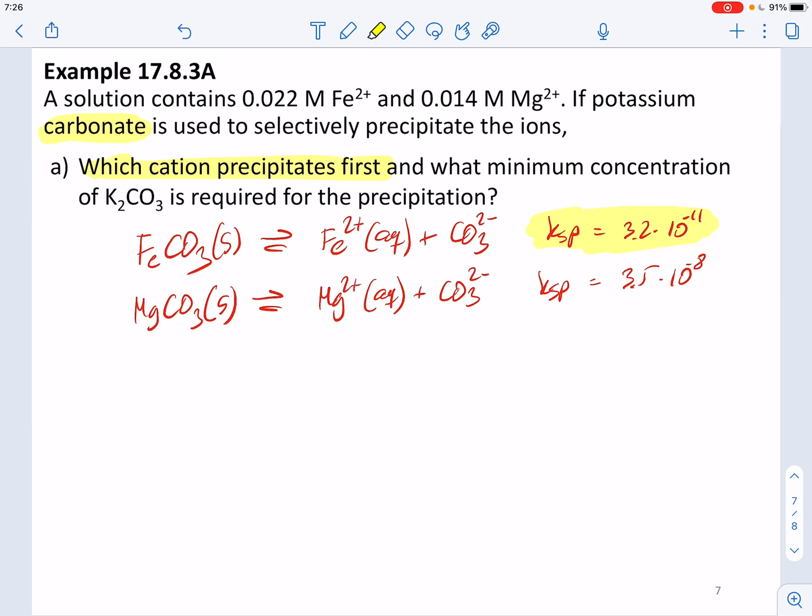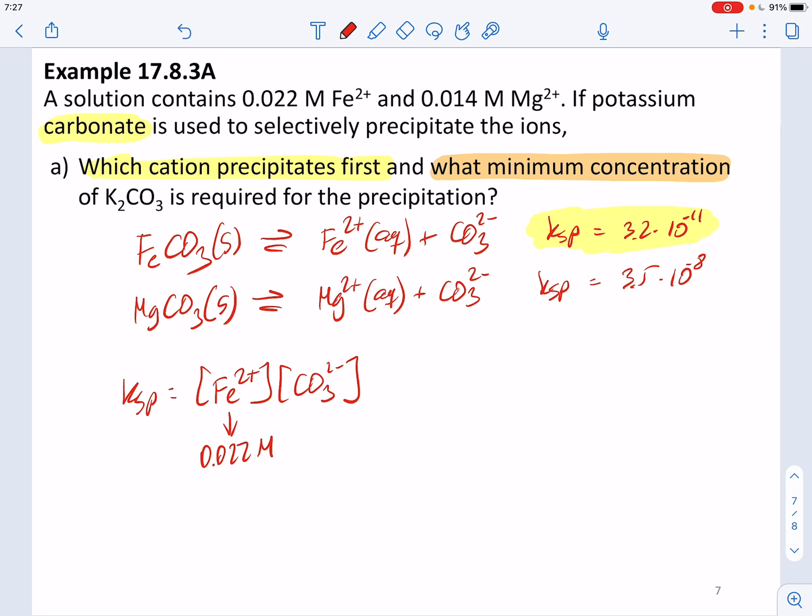Now, the next part of the question: what minimum concentration of carbonate do you need? Well, KSP is equal to the concentration of iron 2+ times the concentration of carbonate, right? And you already know that the concentration of iron is 0.022 molar. Well, you have the concentration of iron, you have KSP. Let's find out what concentration of carbonate will trigger that precipitation. So the concentration of carbonate is going to be equal to KSP divided by the concentration of iron 2+.